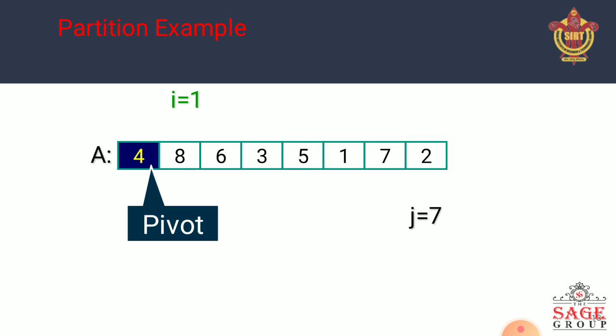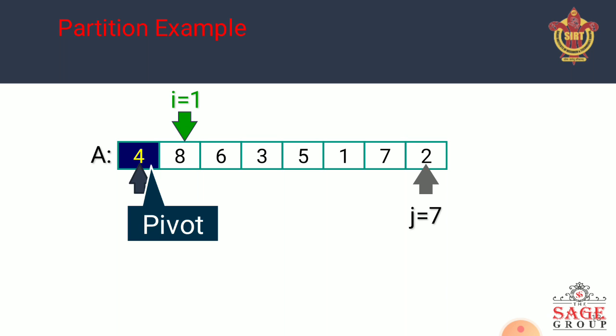Initially i is equal to 1, because comparing the pivot with itself never leads to any result. So i is starting from 0, but we advance to i equal to 1. Now i searches for an element which is larger than the pivot. So 8 follows this rule, and we stop here.